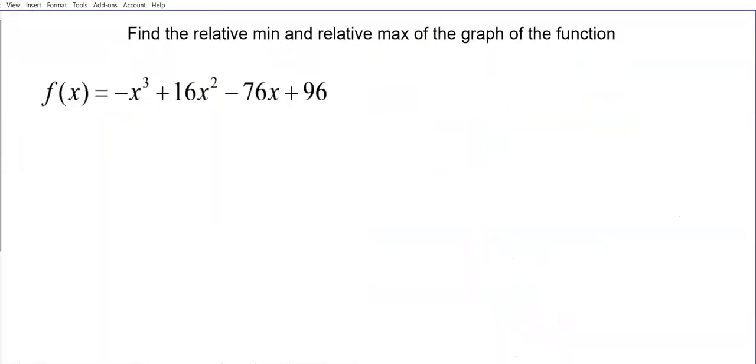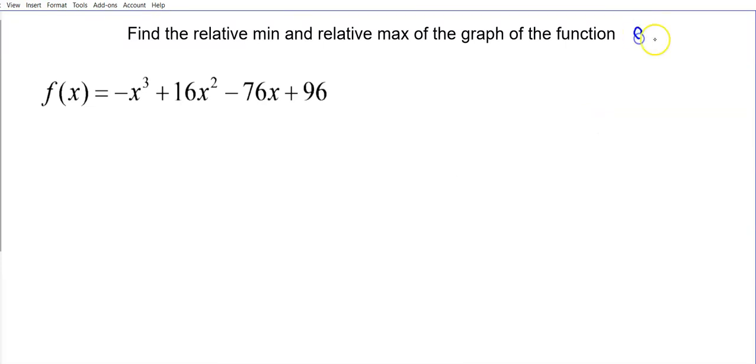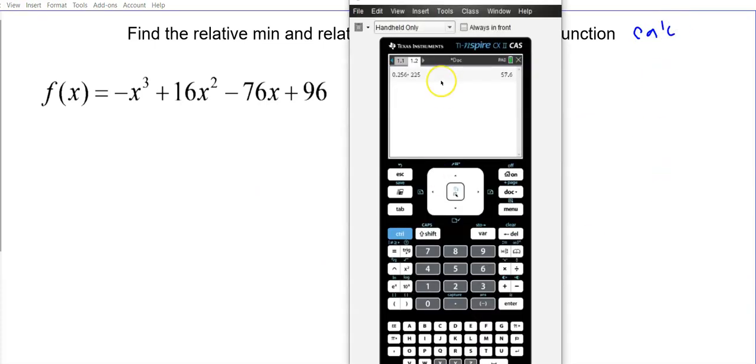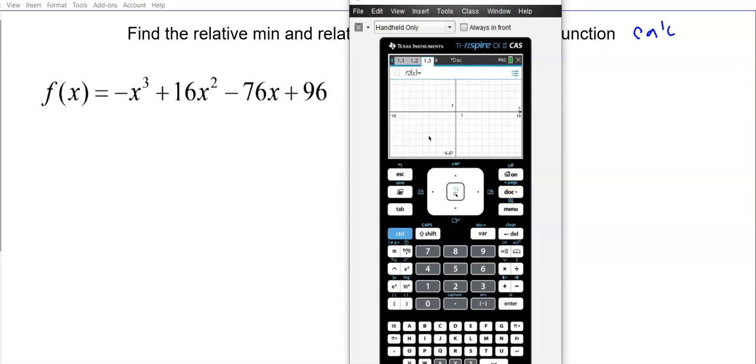So let's try one. Find the relative min and max of the graph of the function. This may not be obvious to you, but this is definitely a calculator question. So we're going to use our calculator, and I'll let you use your calculator when you do this question. We're going to go to the graph page and type in negative x to the third plus 16x squared minus 76x plus 96.